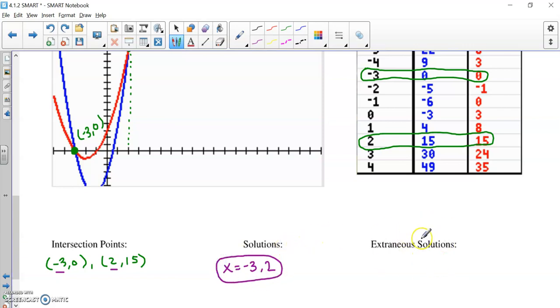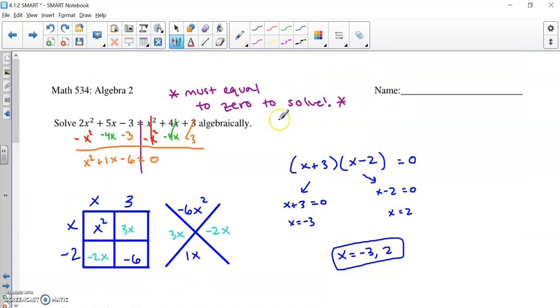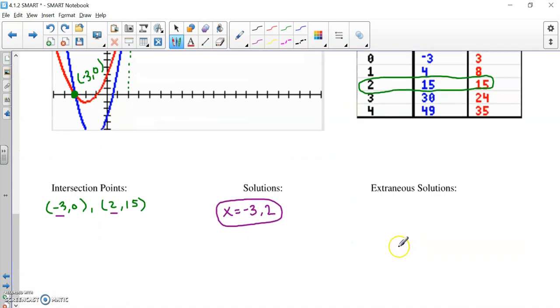And extraneous solutions, this is interesting because we have to look for discrepancies. We go up to the top and we're like, okay, when I did it algebraically, my answers were negative 3 and 2. When I did it graphically, they were also negative 3 and 2. And when that is the case, we don't have any extraneous solutions because everything matched up. Everything that we found algebraically was also valid graphically, so we don't have to worry about that.